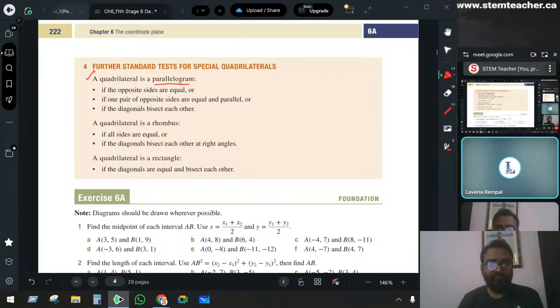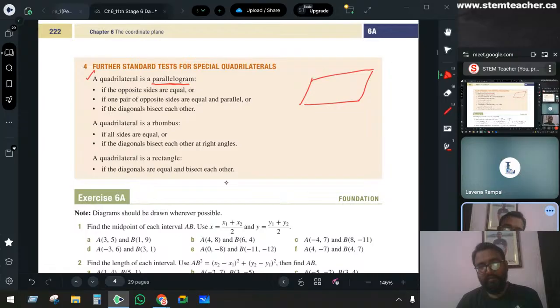A quadrilateral is a parallelogram if the opposite sides are equal, or if one pair of opposite sides are equal and parallel, or if the diagonals bisect each other. Diagonals bisect each other means, if this is a parallelogram, these are the two diagonals. Bisects each other means this diagonal breaks these two equal, and this diagonal breaks these two equal.